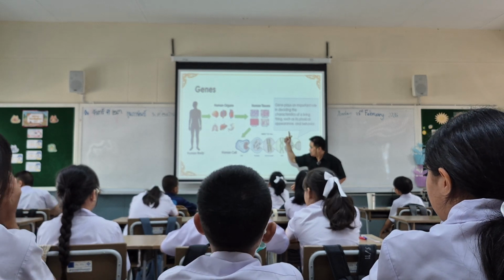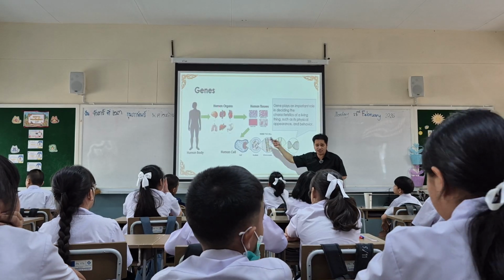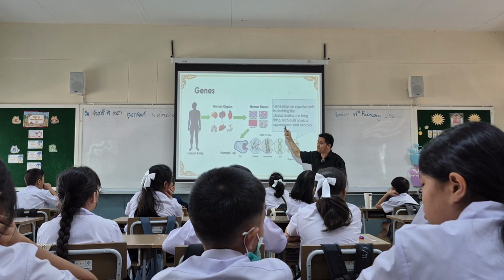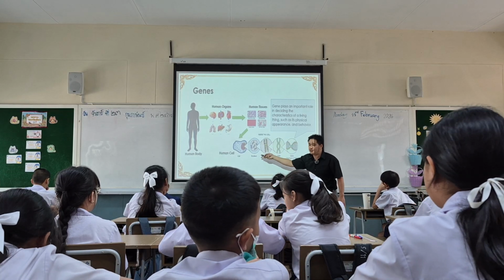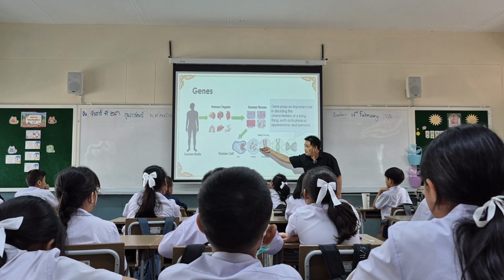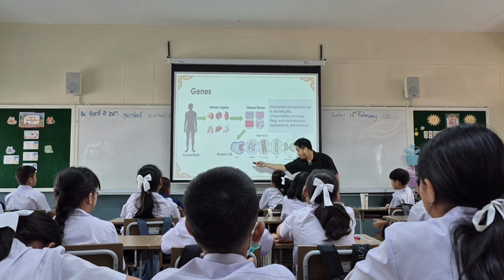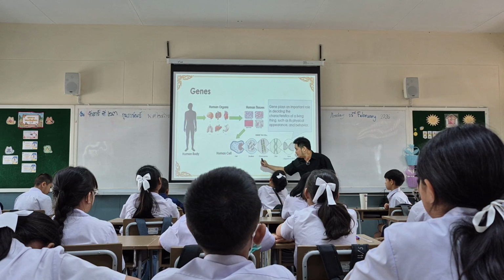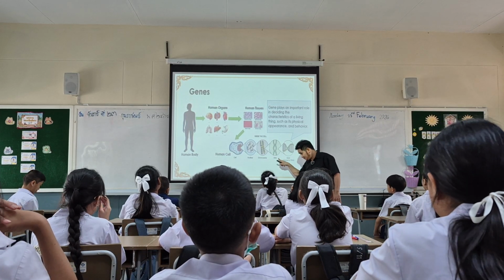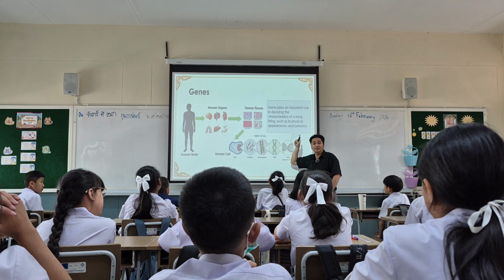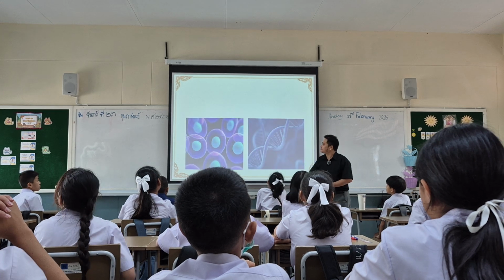So the human body is made up of human organs. Human organs are made up of human tissues. Human tissues are made up of human cells. A cell is made up of nucleus, chromosomes, DNA, and genes. Now let's move on.